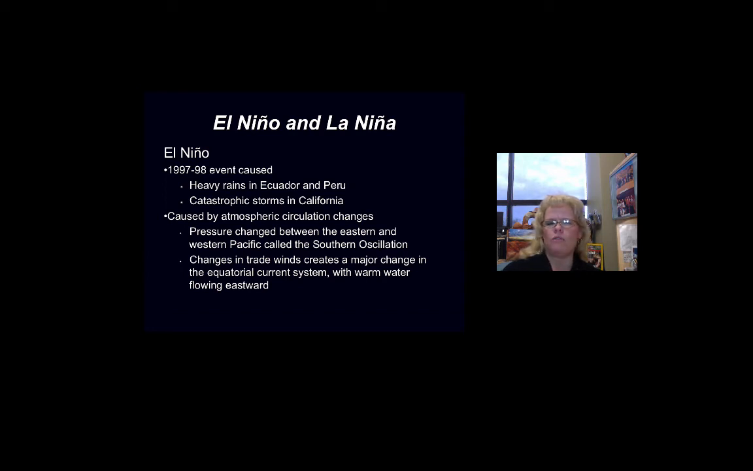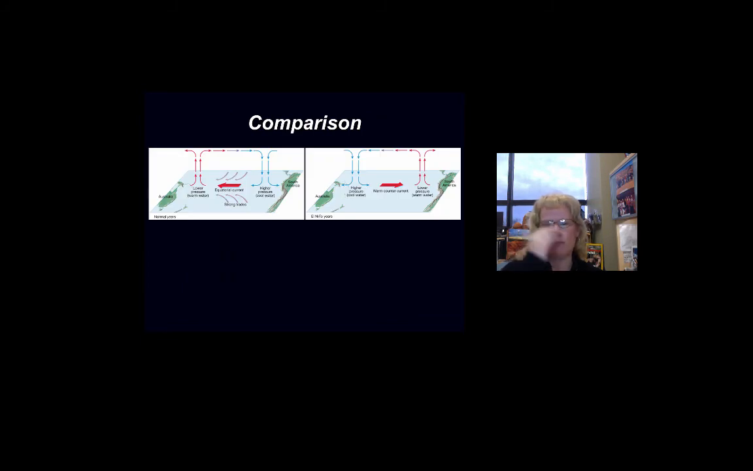And then we saw atmospheric circulation changes on a global level. Pressure change between eastern and western Pacific, called the Southern Oscillation, which is what El Niño is. This changed the trade winds and created a major change in the equatorial current system in the ocean. So when this did, the warm water flowed eastward and changed weather patterns around the globe. So this typically happens in a systematic amount of years, and now we can recognize El Niño and La Niña and plan for it. When you compare normal years of flowing of high cold water pressure, you can see that this pressure turns and makes a low and comes back around.